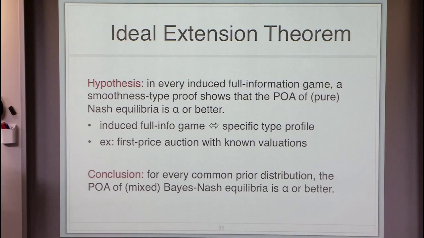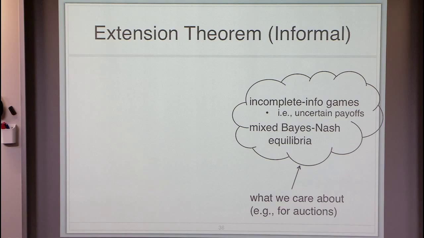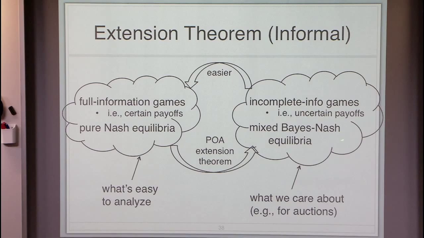All right? And again, as a lazy analyst, this is exactly what you want. Because this is stuff we know how to do, and this is the stuff we want to conclude. So here's the cartoon. I think you get the cartoon. All right, so we want to conclude things about mixed Bayes-Nash equilibrium, incomplete information games. Mixing makes proofs harder. Incomplete information certainly makes proofs harder. So maybe we can prove it just in the full information pure Nash equilibrium case and have an extension theorem to do the dirty work for us.